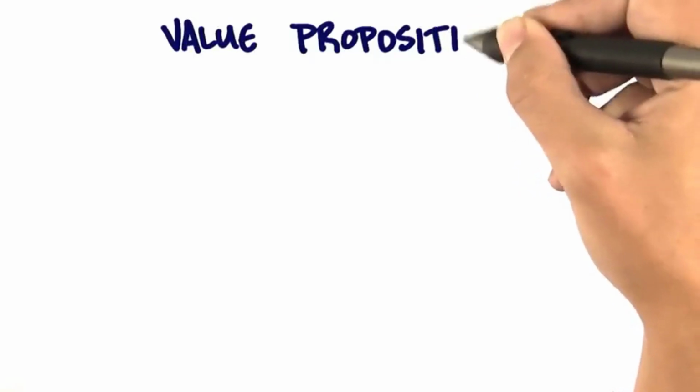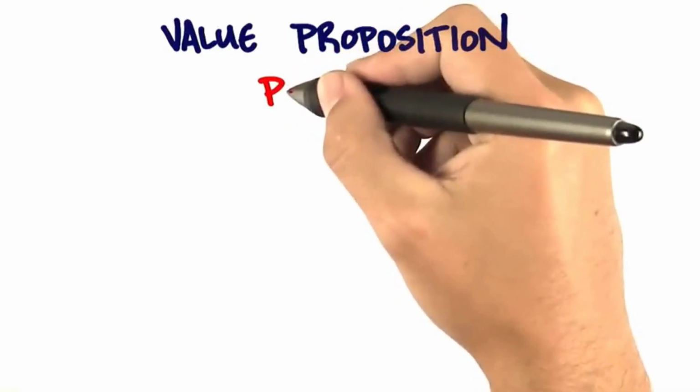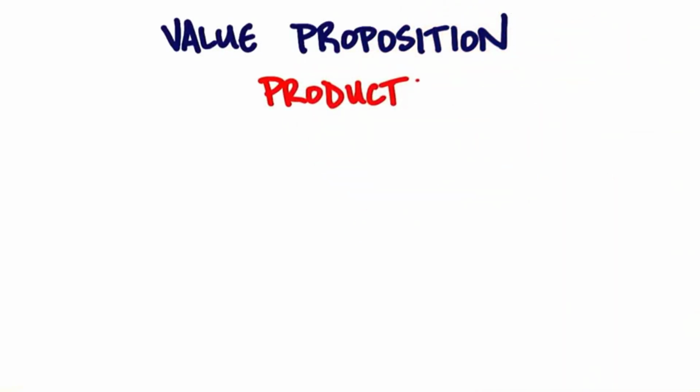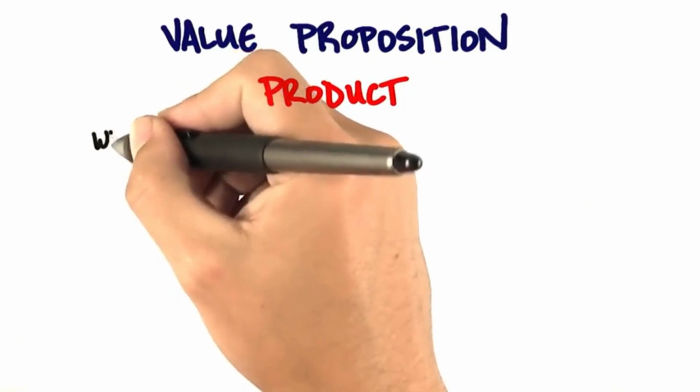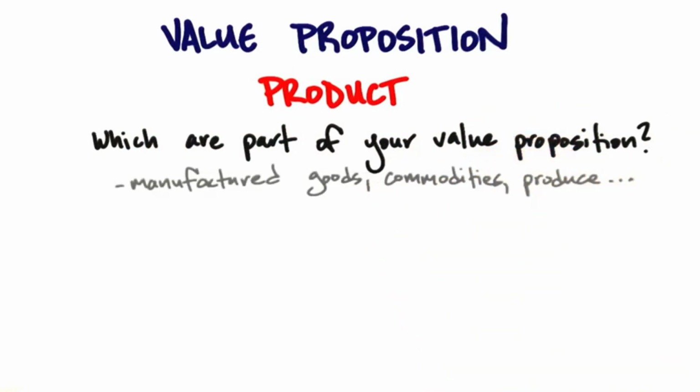So let's take a look at the value proposition in a little more detail and expand on those three components. The first one is your product, and as we said earlier, you need to understand which are part of your value proposition. Is it just hardware or software or bits, or are there going to be some manufacturing goods, some commodities?